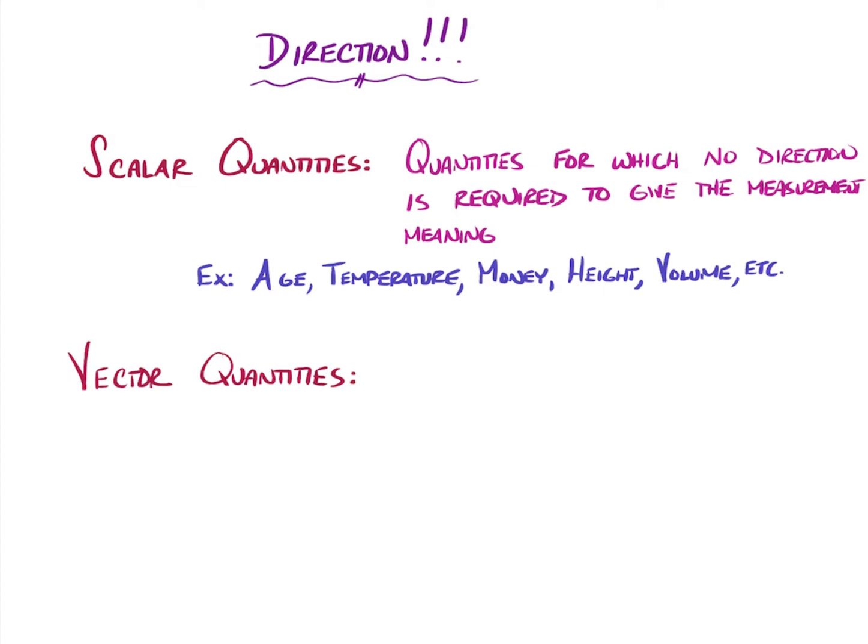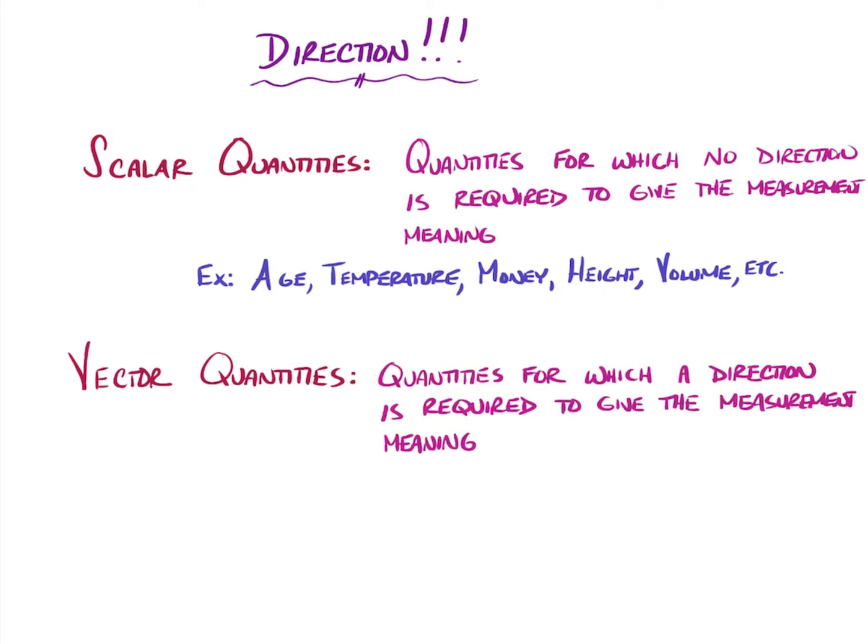If someone asks you how old you are, you may say 16, 17. You don't say 16 years old south or 19 years north, 14 years up. That doesn't really make sense. You don't need a direction for that measurement to make sense. You're used to dealing with scalar quantities because most of what you deal with in your day-to-day life are scalar quantities. The directional component isn't even a factor. Unfortunately, in physics, we do use some scalar quantities, but we tend to use vector quantities much more, and those are quantities for which a direction is required to give that measurement meaning.